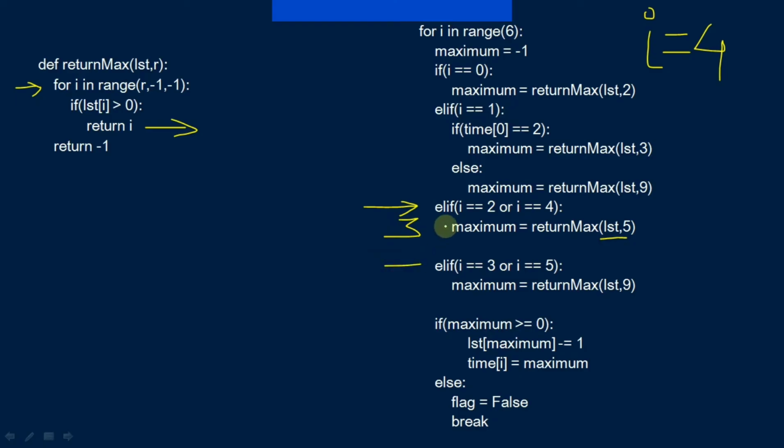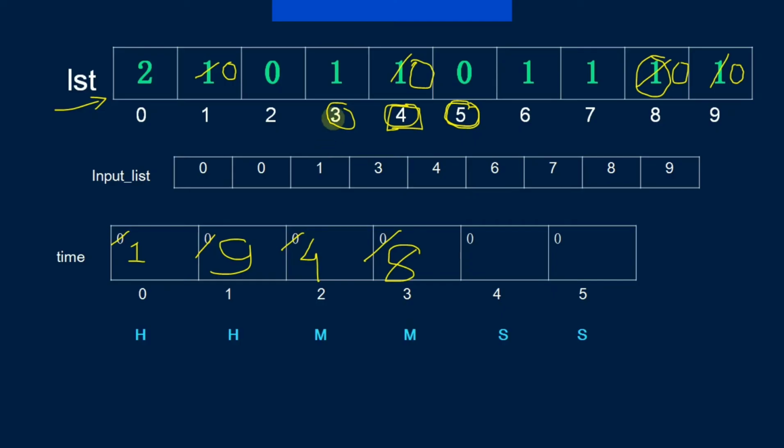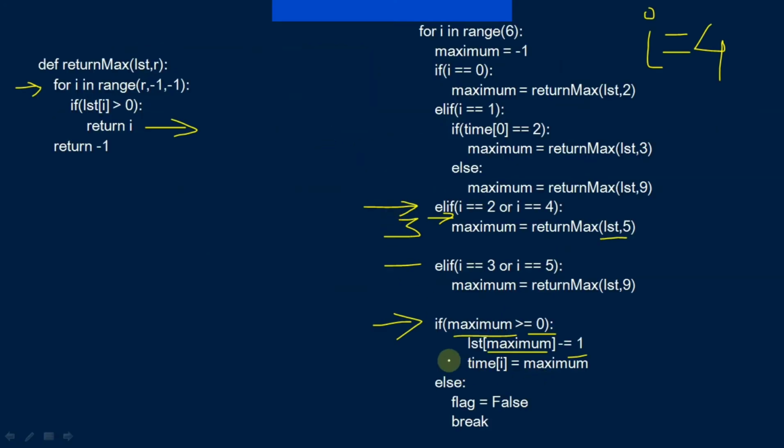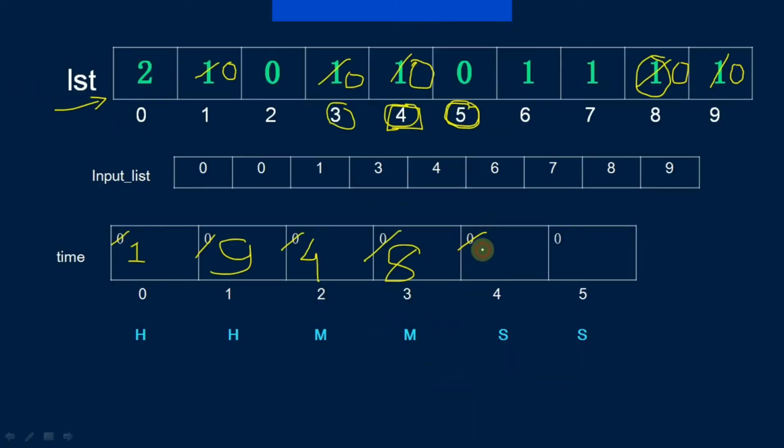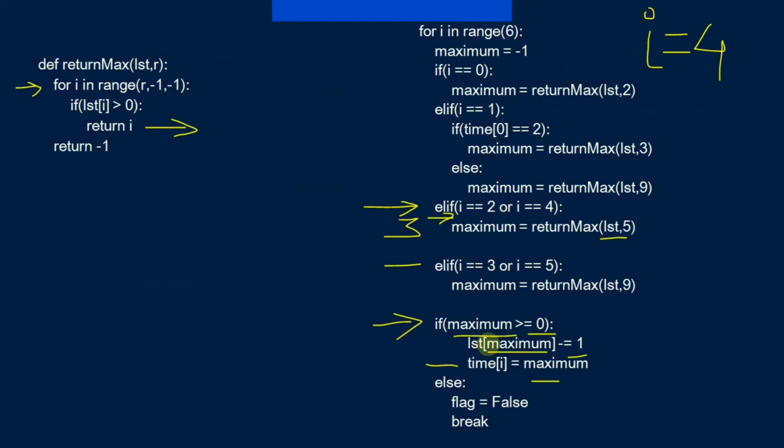So this will not execute because it has already been executed, so we will come to this line. Again we will check maximum greater than equal to 0. So 3 greater than equal to 0, the condition is true. So LST of maximum minus equal to 1. First of all it will decrement by 1, so it will become 0. And time of 4 equal to maximum, so time of 4 will hold 3. Got it?